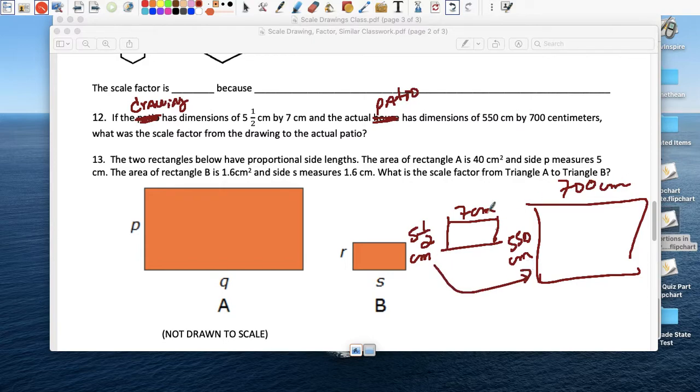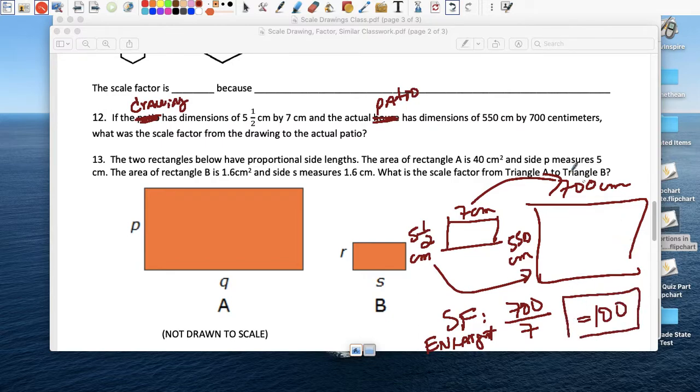Right, so what was the multiplier? What was the scale factor? So definitely an enlargement. Right? The scale factor, it doesn't matter which one you pick. So let's pick 700 over 7, the scale factor is 100. So it's 100 times bigger, right? All the sides.